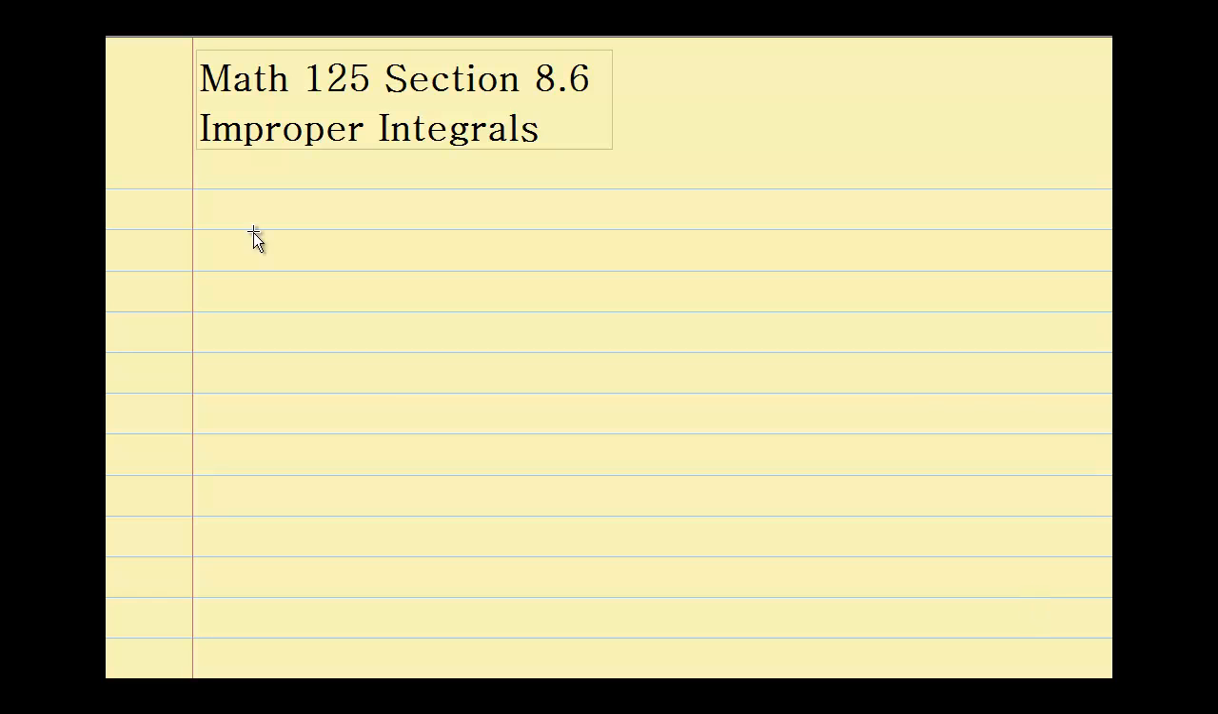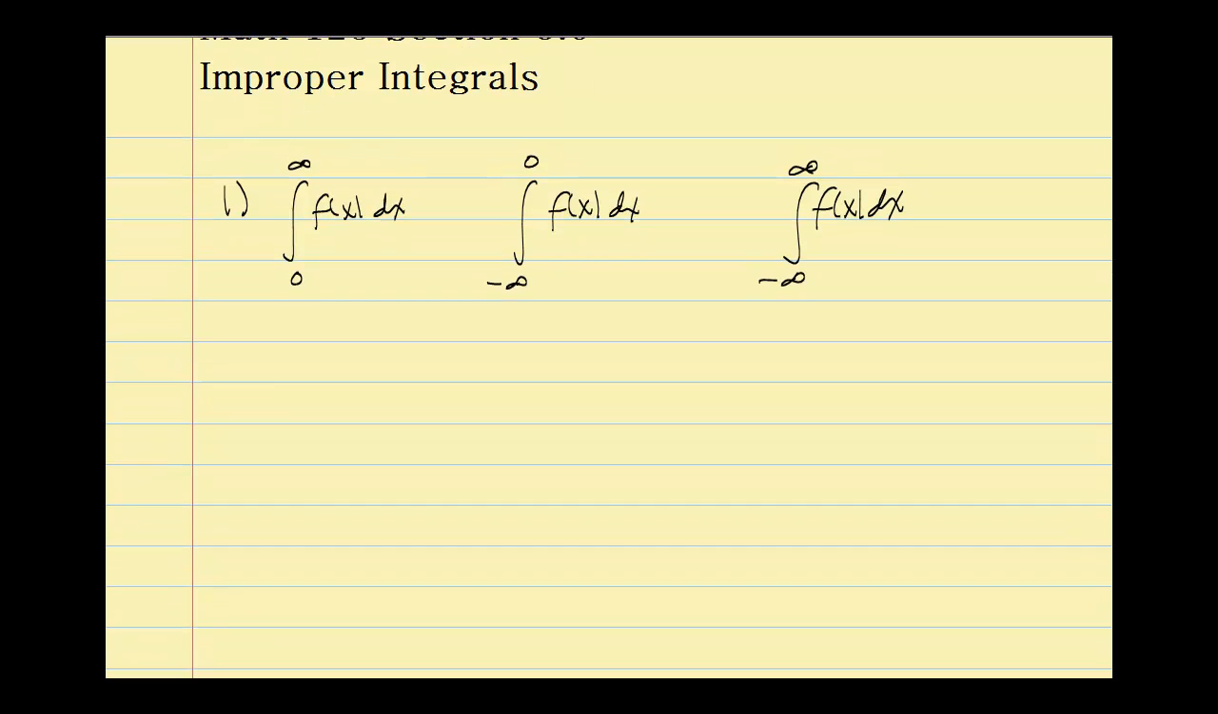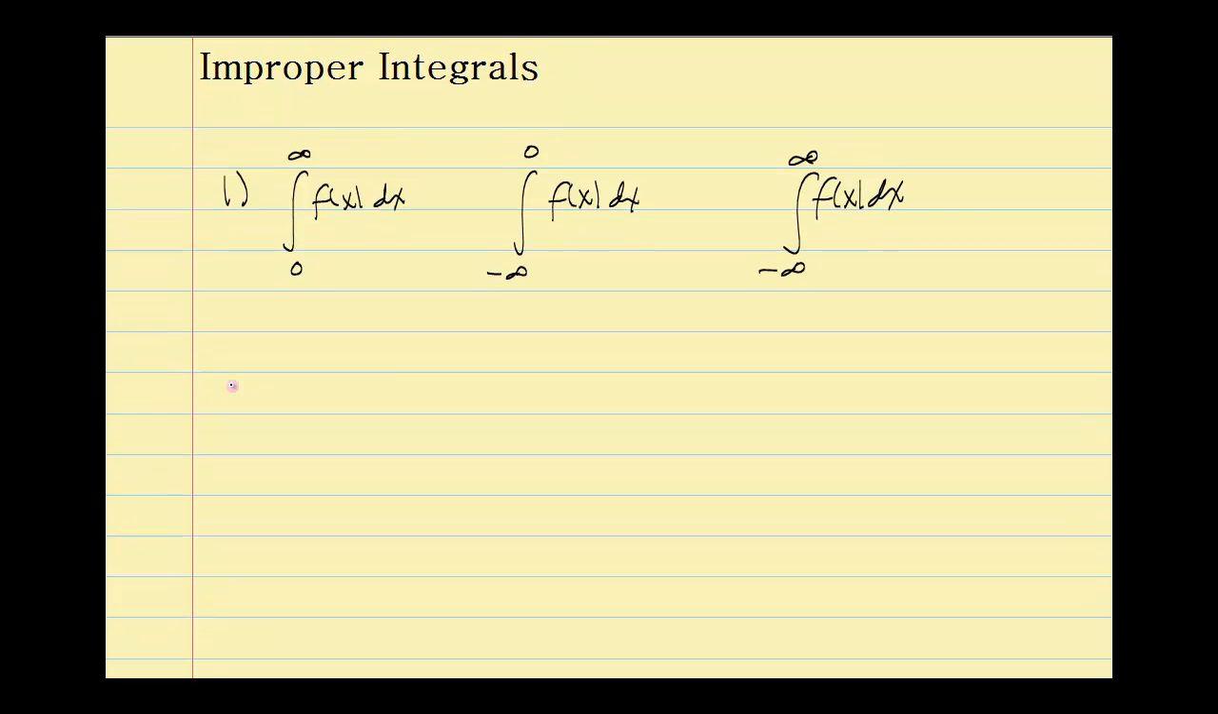Integrals can be improper for one of two reasons. The first reason is that it has infinite limits of integration. So its limits of integration, instead of going from 1 to 2 or square root of 3 to 4 or something like that, have an infinite limit involved. It could be a positive limit, a negative infinite limit, or we could have both, negative to positive infinity. So this is one reason why an integral could be considered improper.